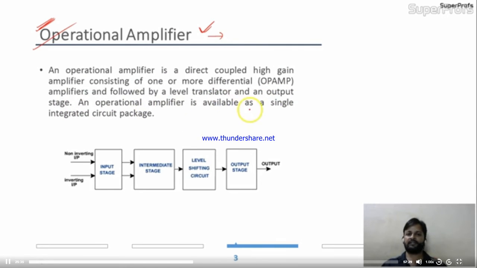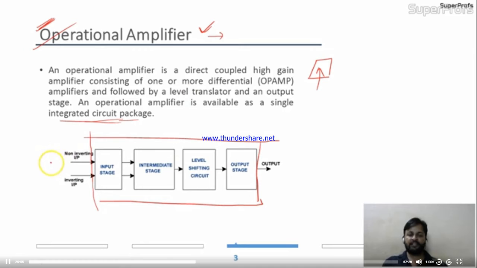An operational amplifier is available as a single integrated circuit package. In a single IC chip, we have the operational amplifier. So this is the inside story. You are applying two inputs. This is the non-inverting terminal, meaning this is the positive and this is the negative, so it is inverting, and at the output you are getting the difference A_D (V1 minus V2). I hope it's clear to you.